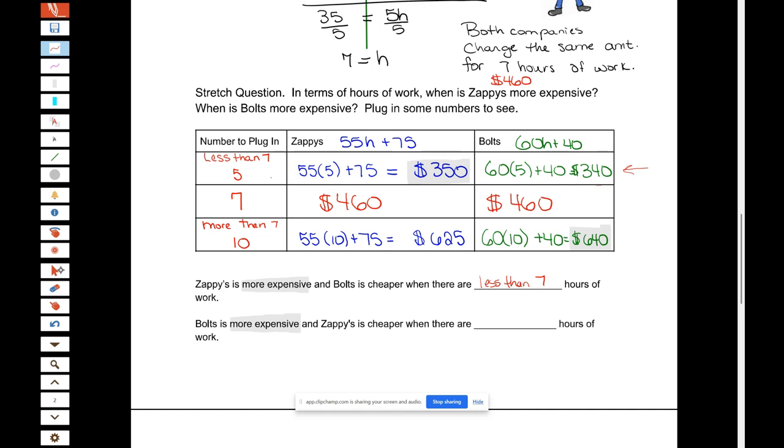And then Bolts is more expensive and Zappy's is cheaper when you have a number more than 7 that you plugged in. So it could be 8, 9, 7.8, 7.5, 23 hours, whatever, any number more than 7.